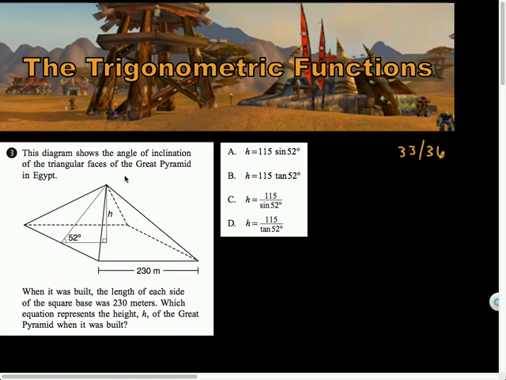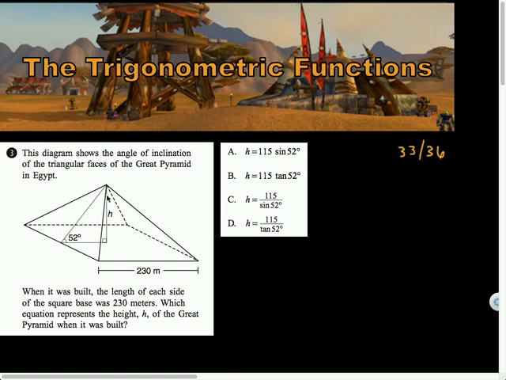It says, this diagram shows the angle of inclination of the triangular faces of the Great Pyramid in Egypt. When it was built, the length of each side of the square base was 230 meters. Which equation represents the height h of the Great Pyramid when it was built?